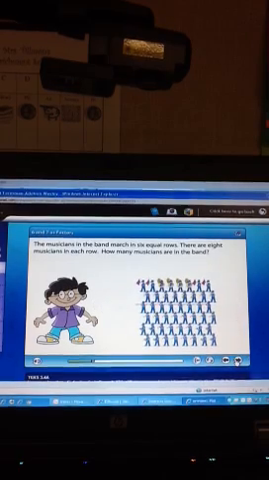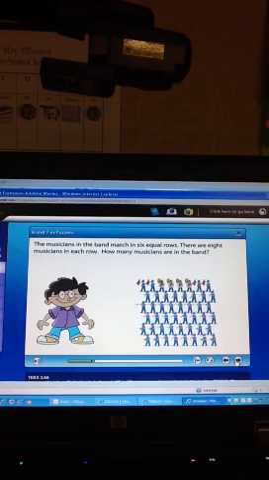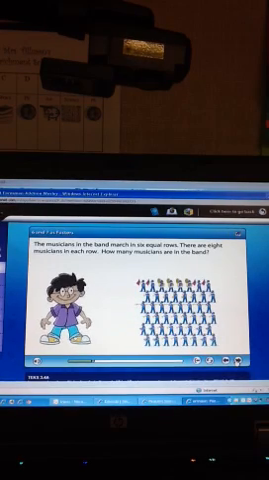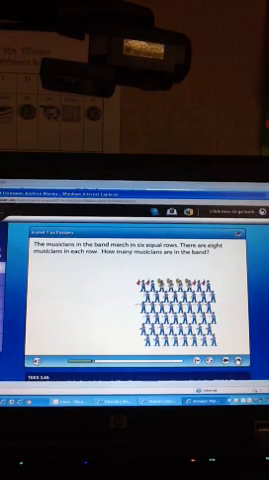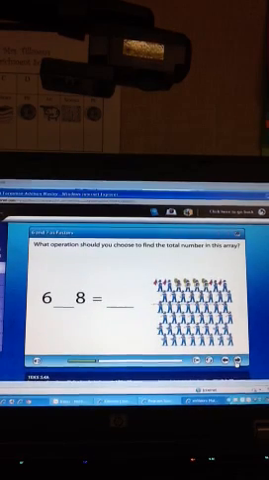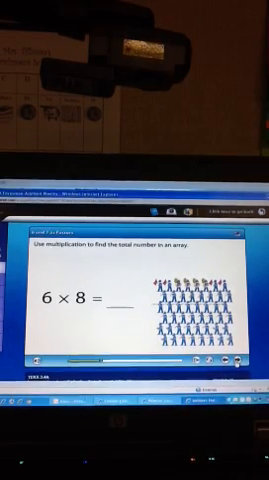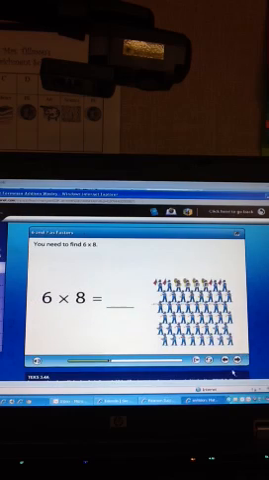The musicians in the band march in 6 equal rows. There are 8 musicians in each row. How many musicians are in the band? So, we have 6 rows of 8. What operation are we going to use to find the total number in this array? We're going to use multiplication to find the total number in this array. So, what fact do you need to find in the problem? We need to find 6 times 8.